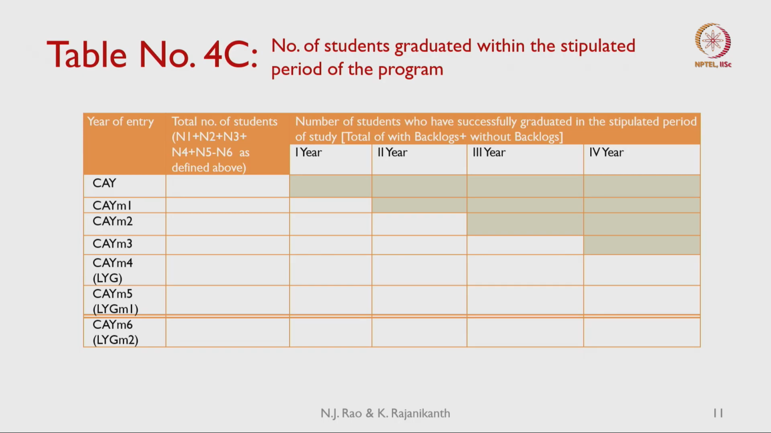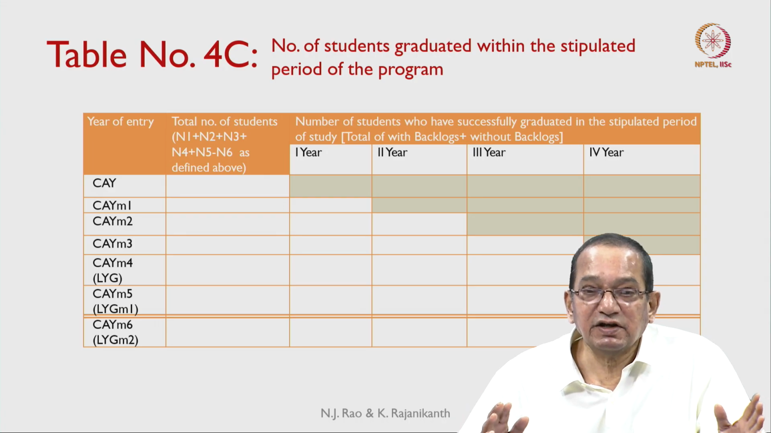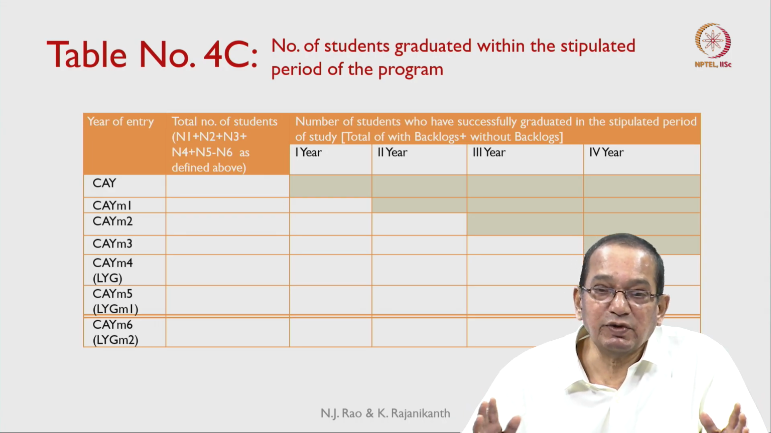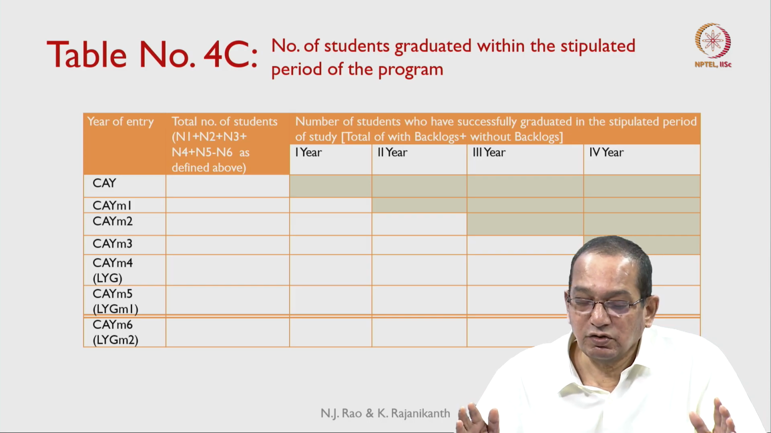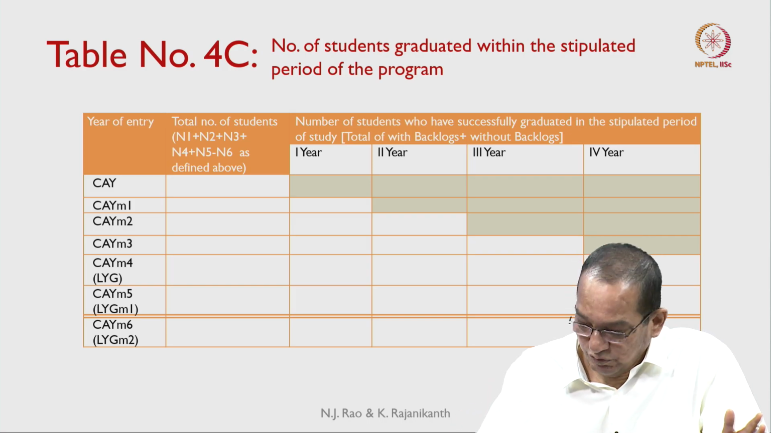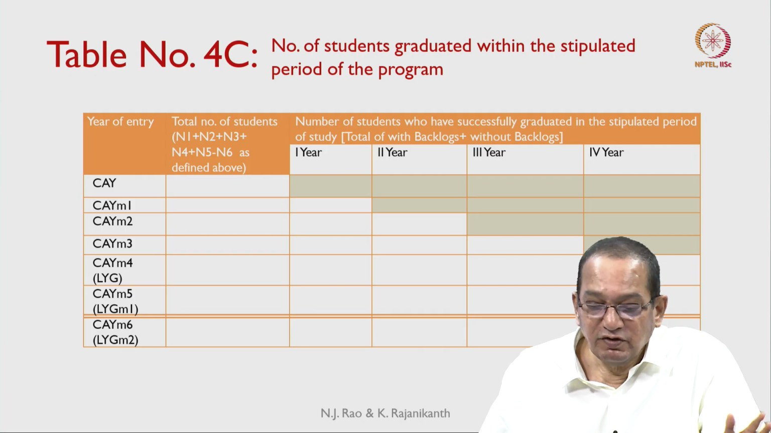Then number of students graduated within the stipulated period of the program. This is used in one of the criteria for awarding marks, but right now we are just giving the data. Stipulated period of the program is 4 years. So, within those 4 years, how many of the students who got admitted took the degree and left the institute. Notice that this does not say with backlogs or without backlogs. So, everything is included. All that matters is they entered in one particular year, and within the stipulated period they graduated. Okay. So, that number is provided here with or without backlogs.